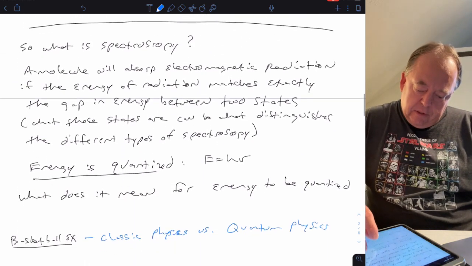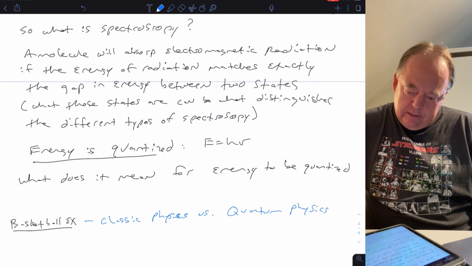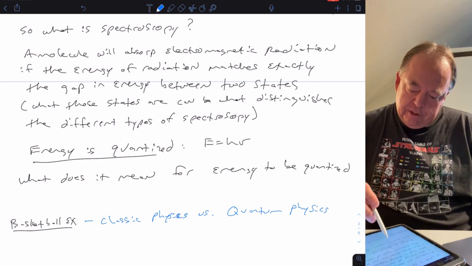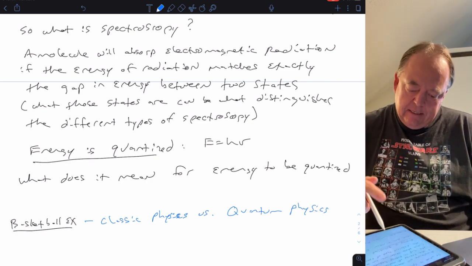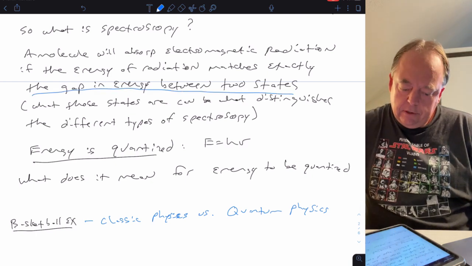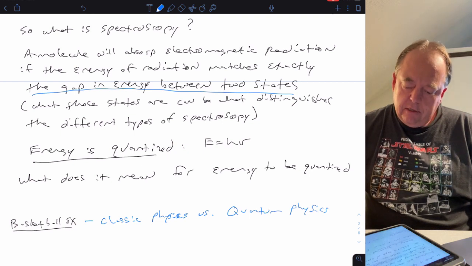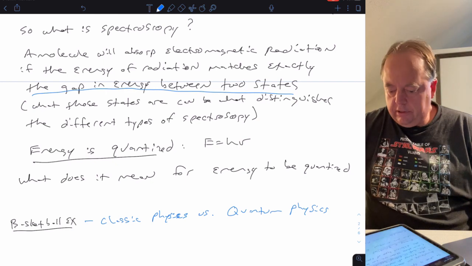Okay, so what is spectroscopy? A molecule will absorb electromagnetic radiation if the energy of the radiation matches exactly the gap in energy between two states in the molecule. What those two states are distinguishes the different types of spectroscopy being done.